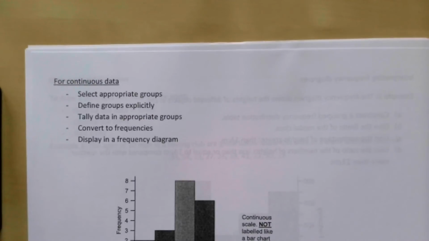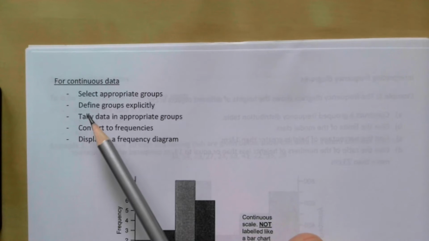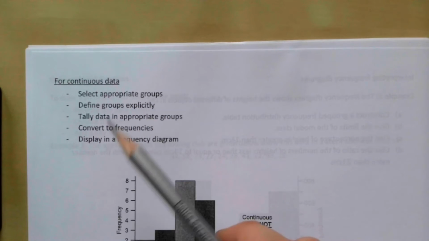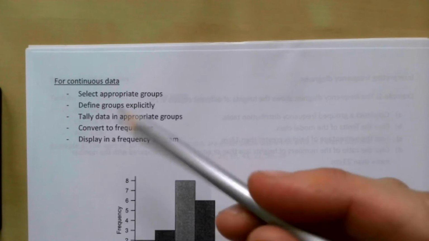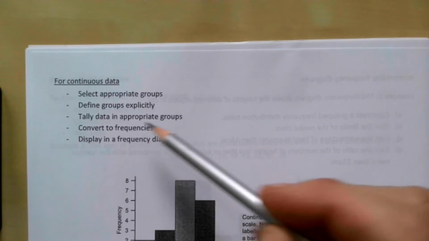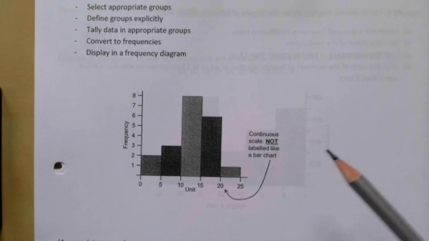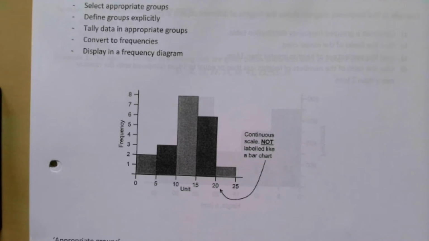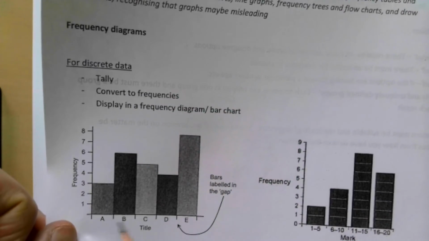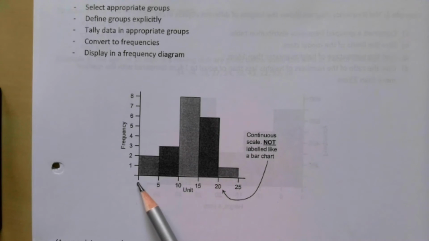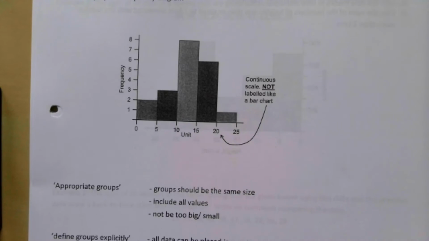For continuous data, you set up your appropriate groups. You define the groups explicitly, so again, being careful not to have overlaps or gaps. You tally the data in the appropriate groups, convert them to frequencies, and display in a frequency diagram. So we have this. Note the difference between this one and the previous one. There we have something like A, B, C, D, E, or 1 to 5, 6 to 10, 11 to 15. Over here, this is a continuous scale, 0, 5, 10, 15, 20, 25. One of the big differences between discrete and continuous data.